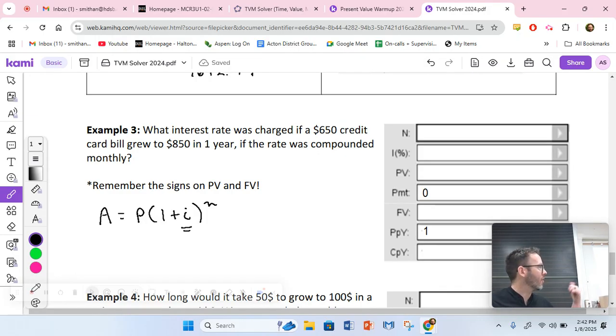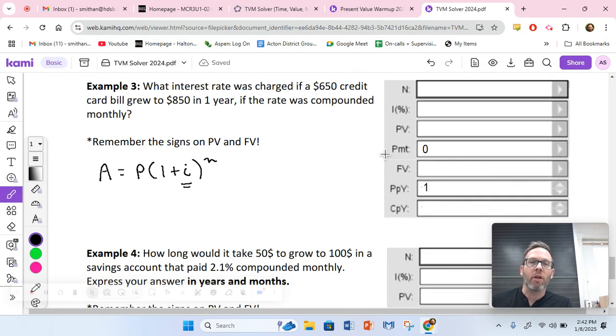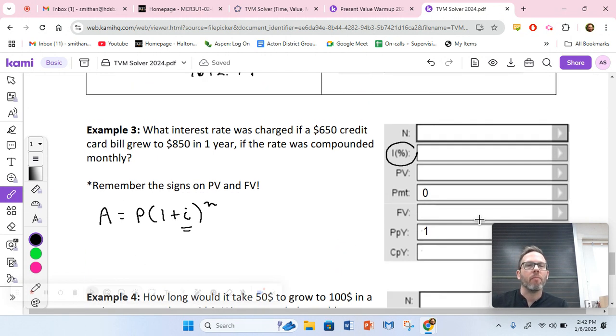So because this question is a bit tricky to do by hand, we're going to do it using the TVM solver. In this question, we were looking for an interest rate. Circle it. This question is 1 year, so we put in 1 for capital N.